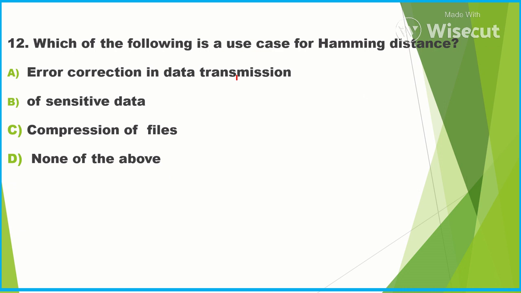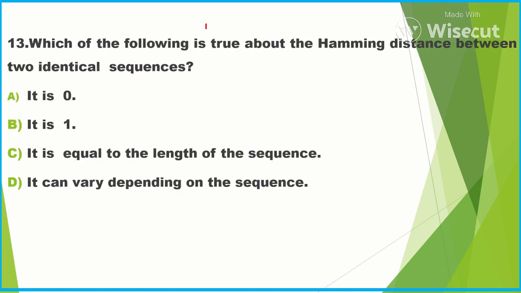Next one, which of the following is the use of Hamming distance? Hamming distance is used for error correction. Next one, which of the following is true about the Hamming distance between two identical sequences? That means it is always zero.